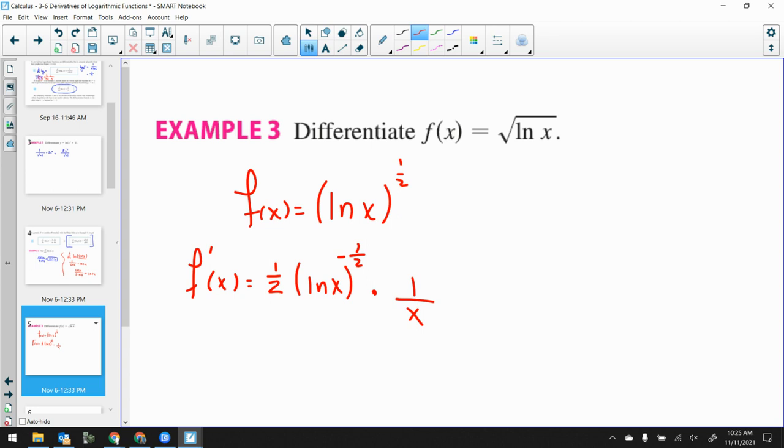And now from here, it's just reducing it. So my 1's going to stay on top. I'm going to bring this 2 down on the bottom. I've got an x on the bottom. And do you notice how this ln of x is going to shift down to the bottom as well? Because it's a negative exponent. And I'm going to take that 1/2 and turn it back into a square root. Square root of ln of x.